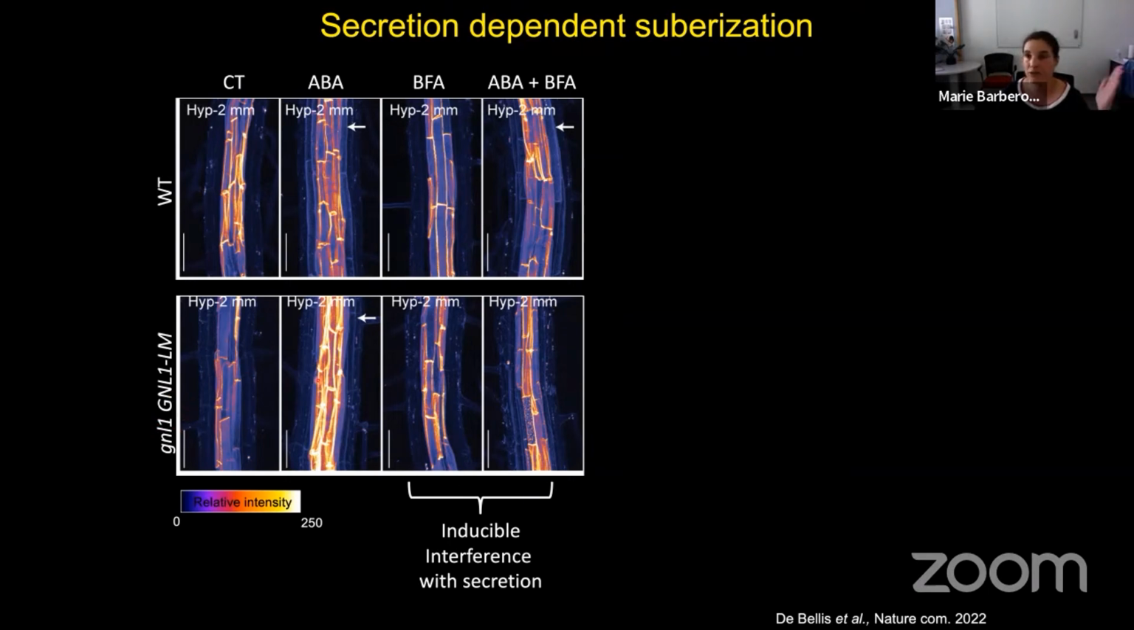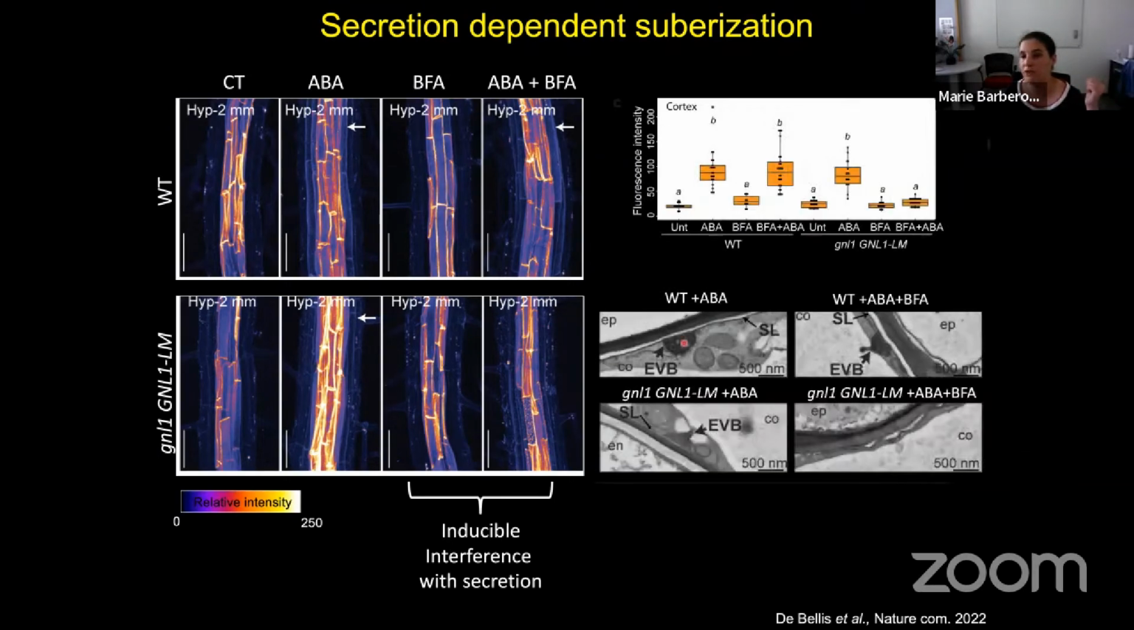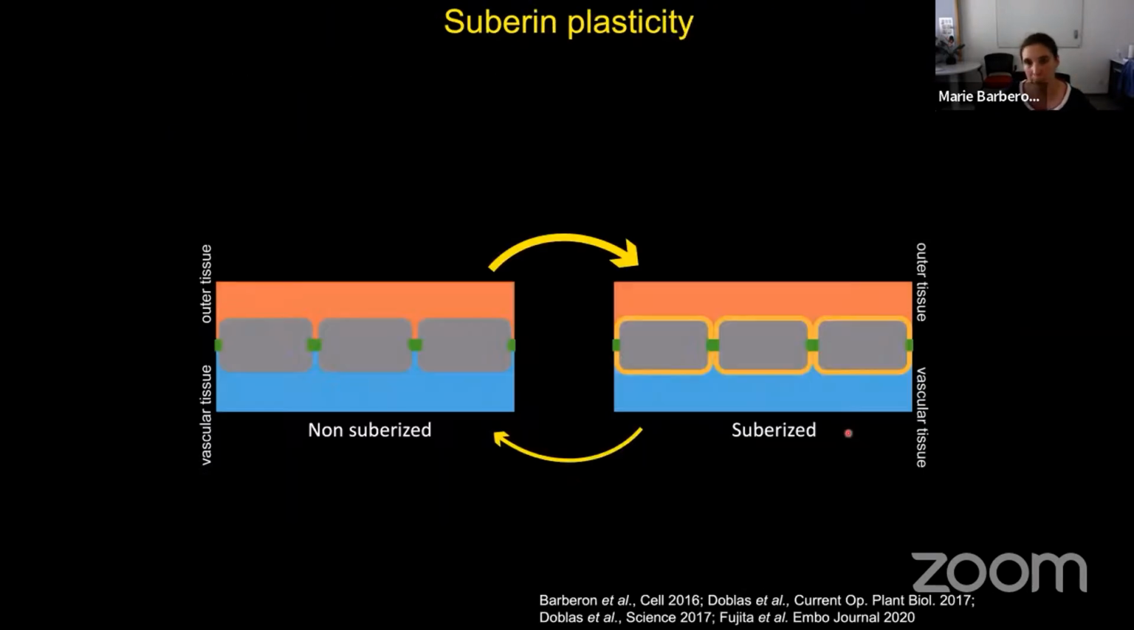So in this background, without BFA, when we don't induce the interference with secretion, we have suberin deposition in the cortex, but when we apply BFA, there is no deposition in the cortex. This is something we could confirm with quantification, and at the EM level, in the BFA-sensitive NOM-like one, when we apply ABA together with BFA, there is no suberin deposition, and there is no accumulation of these EVBs, these big vesicles. So clearly supporting that secretion is indeed very important for suberin deposition. But as I say, this is quite exciting because there are still a lot of things we don't know, like the compartment, the origin, and the dynamic.